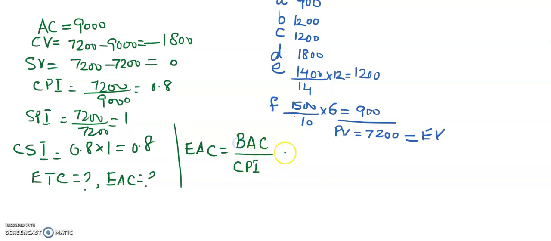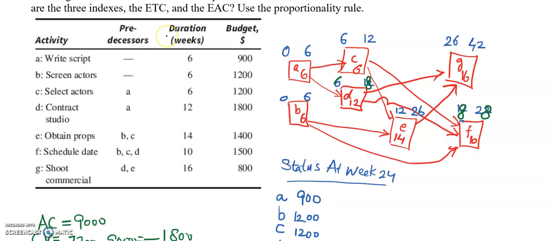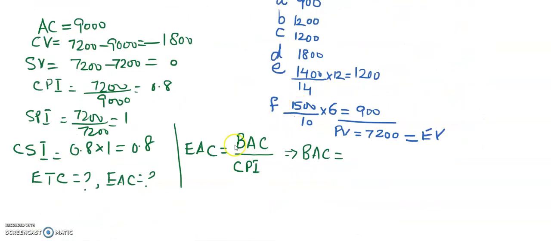But what is budget at completion? Budget at completion is the total planned cost for the whole project. Total planned cost is the sum of the costs of all the activities. This project has activities from A to G. So we need to add up all of these, and when we add the cost of all these activities, the value is 8,800.